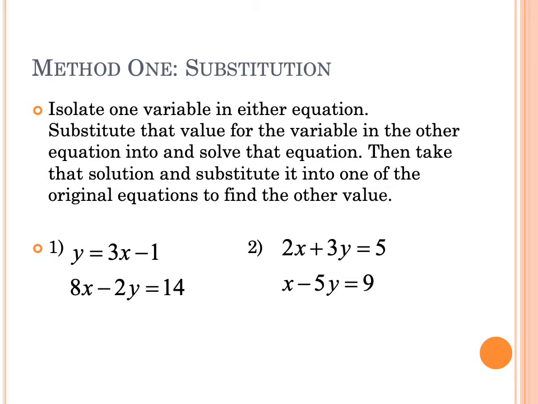Now, this is called substitution because what we're going to do is take one of the variables and get it to where it's just either x equals something or y equals something, and then we're going to substitute that into the other equation. And that's important. You can't substitute something into itself. We've got to substitute it into the other equation. So when you look at this first one here, we have y equals 3x minus 1. It's already set up that y equals this. And what we're going to do is substitute that into the second equation.